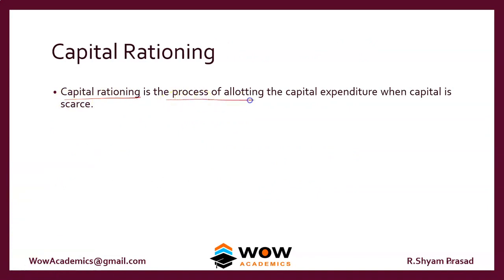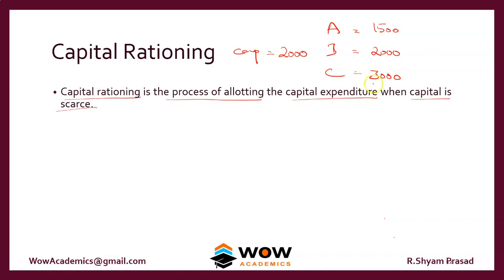Capital rationing is the process of allotting the capital expenditure when capital is scarce. So what happens here is the company does not have a sufficient amount of capital to allocate to its projects. For example, there are three projects, A, B and C, and A requires 1500 as investment, B requires 2000 and C requires 3000, but the total availability of capital with the company is something like 2000.